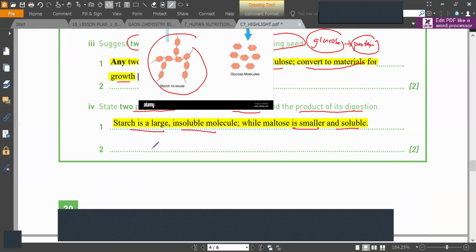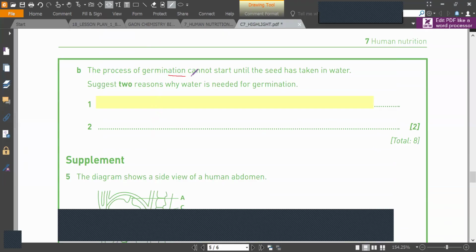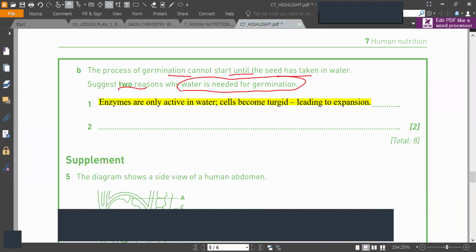Okay, straightforward. Next. The process of germination cannot start until the seed has taken in water. State two reasons why water is needed for germination. So water is also very important. We learned that enzymes are only active in water, so enzymes need water to work. And then cells become turgid, leading to expansion.